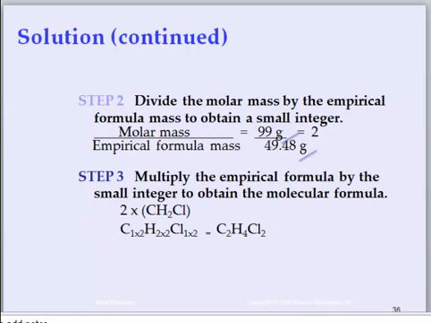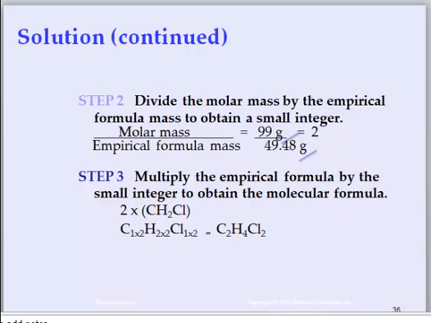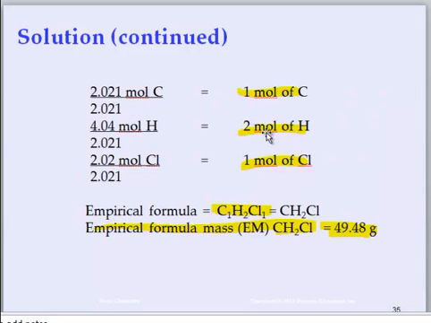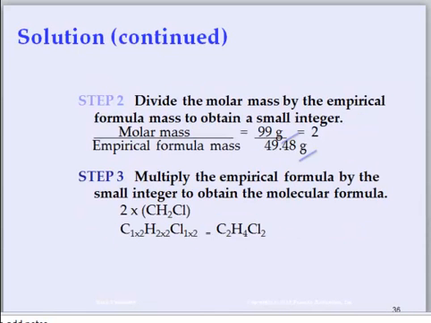We still have to find the molecular formula for this problem, so this problem is not completed yet. The molar mass which was given to us was 99 grams. We take the 99 grams and divide by the empirical formula mass we calculated, 49, and you get a whole number, which is 2. Now you multiply that integer by the empirical formula to come up with the true molecular formula of this compound. So these were some problems on this section on chemical quantities.